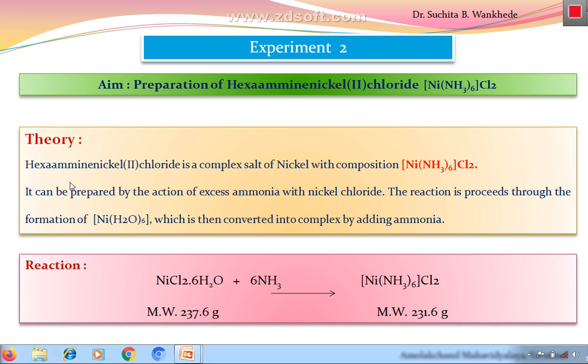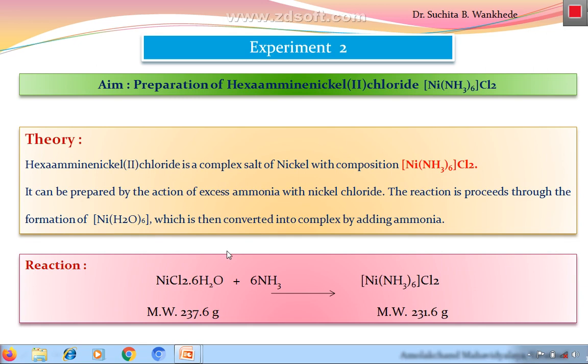Theory: hexaamine nickel chloride is a complex salt of nickel with composition [Ni(NH3)6]Cl2. It can be prepared by the action of excess ammonia with nickel chloride. The reaction proceeds through the formation of hexaquonickel, which is then converted into the complex by adding ammonia.